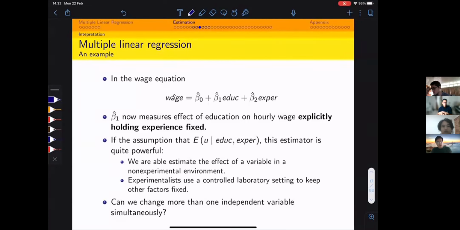Now, can we change more than one independent variable simultaneously? The answer is yes. However, we're not going to be able to identify the effect coming from a specific variable when we change them simultaneously. Okay, until this point, any question before I move to the next one, discussion on goodness of fit?